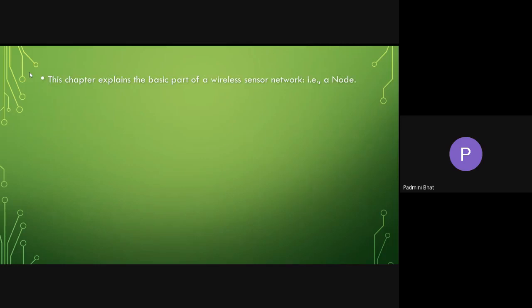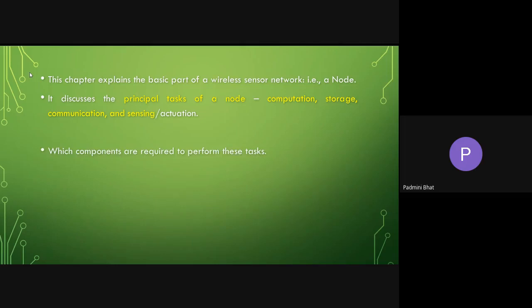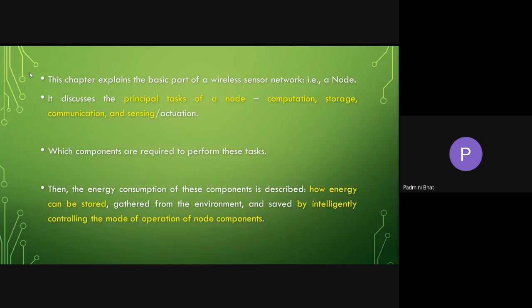Now, a single node is the basic part of the wireless sensor network. It discusses the principal tasks of a node and its computation, storage, communication, and sensing. Those are its features: what type of storage, what type of communication tool we need to use, all those. The energy consumption of these components is also described because that is the major part.